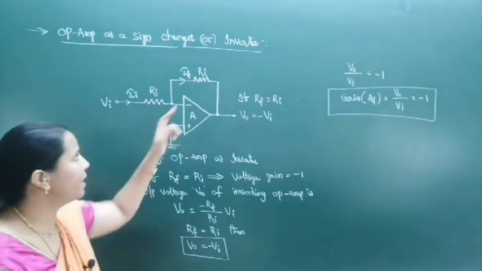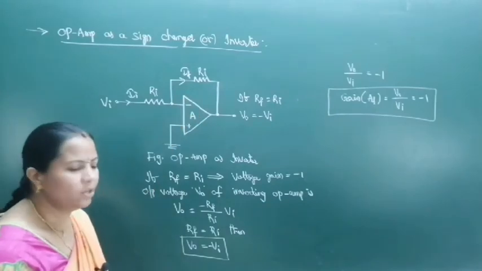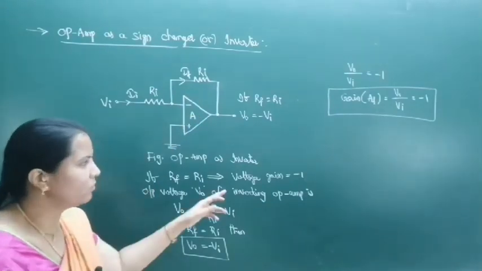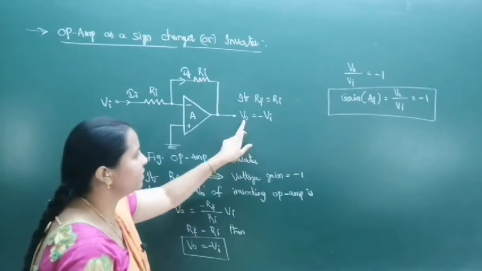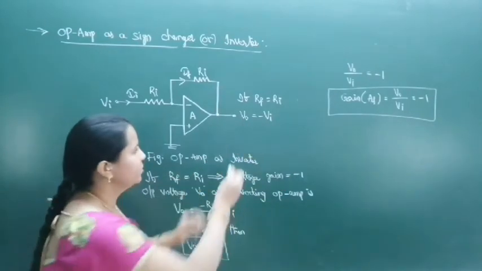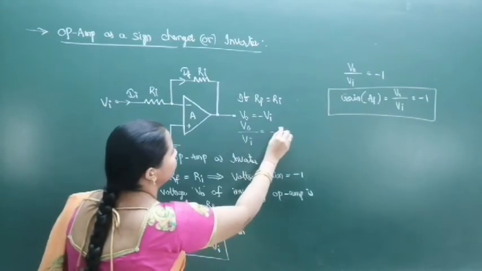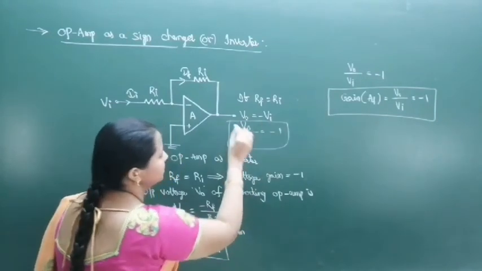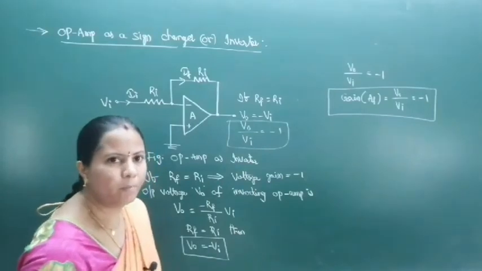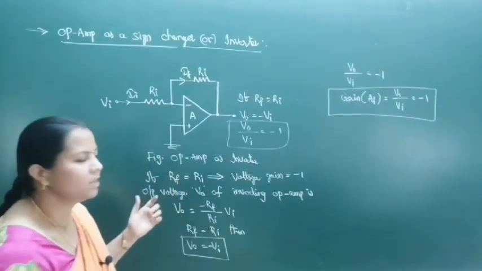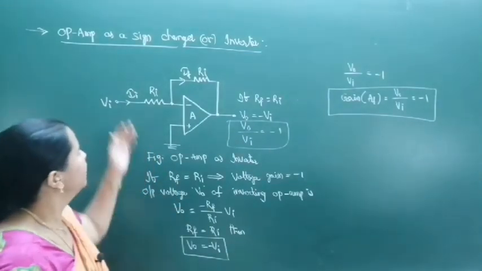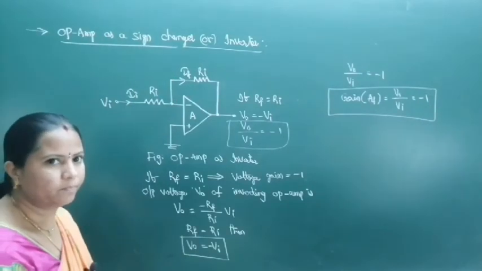If the feedback resistor Rf equals Ri, you will get the voltage gain equal to -1. Here V0 equals -Vi. So if you divide V0 by Vi, it is equal to -1, which is nothing but a voltage gain of -1. That's why this inverting amplifier will act as a sign changer or inverter.